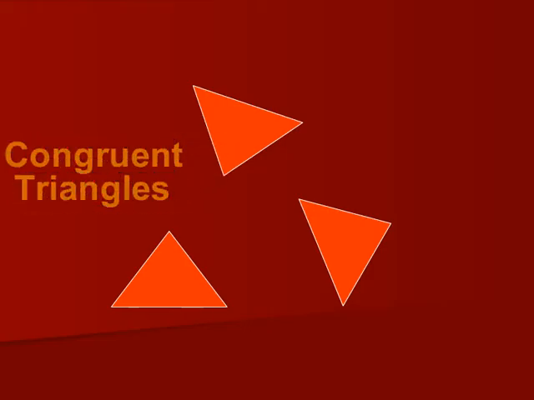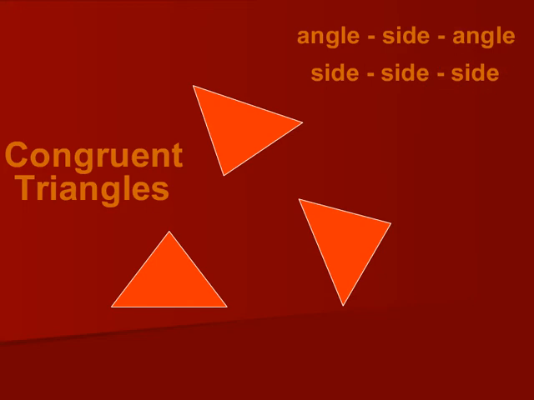Congruent triangles are identical triangles. You determine that they're congruent by matching the angle side angle, side side side, or side angle side of the particular triangles. If they're identical, they're congruent.